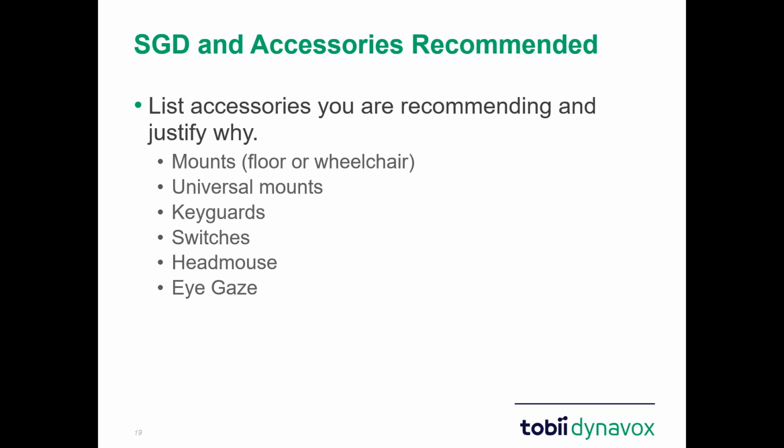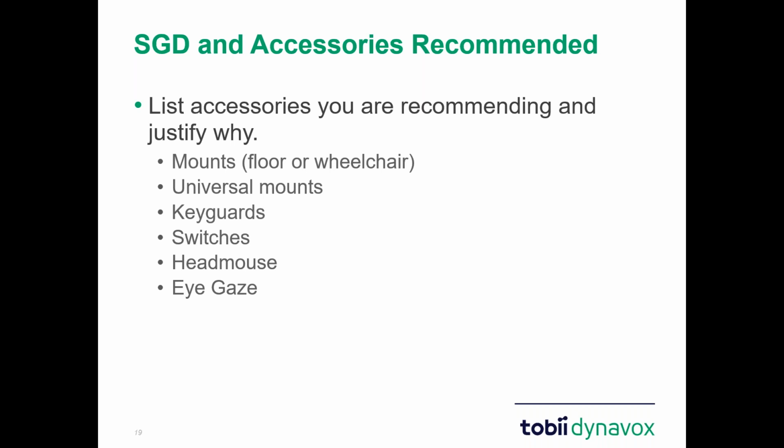And again, if you're not familiar with mounts, I'm more than happy to help support you with that to order the correct mount. Universal mount. So if you write in a report that a universal mount is recommended, insurance sees universal mount and thinks 2 mounts. When you say universal mount, it can be a wheelchair mount plus a floor mount, or a wheelchair mount plus a tabletop mount. So basically you get 2 mounts when you're recommending a universal mount.